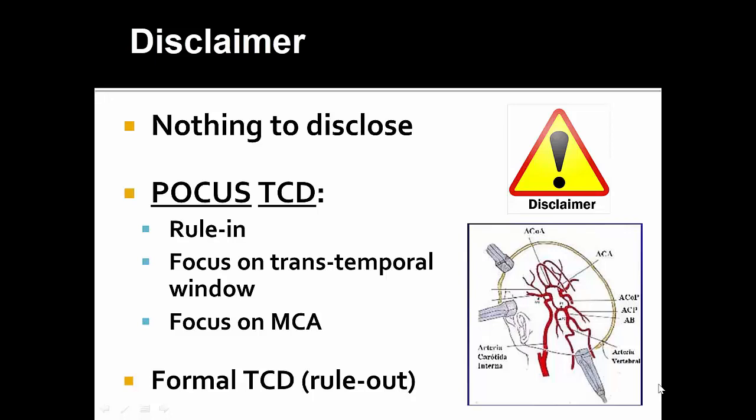Today we'll be focusing on the transtemporal window, although the transforaminal as well as the transorbital windows are part of formal TCD. We will also be focusing primarily on the middle cerebral artery today, but just note that the ACA, PCA, vertebral artery, and basilar arteries are part of formal TCD rule-outs.